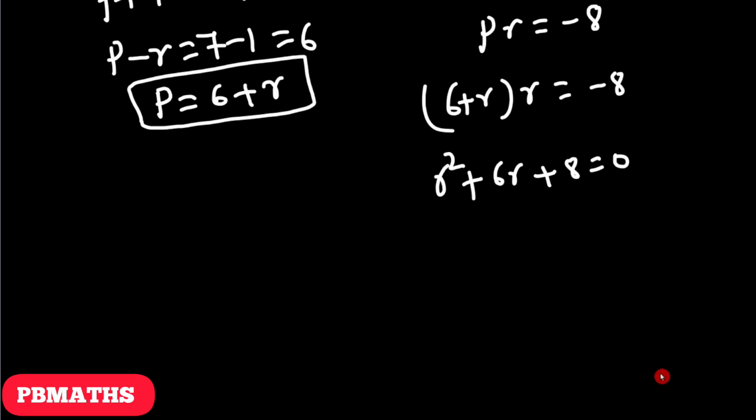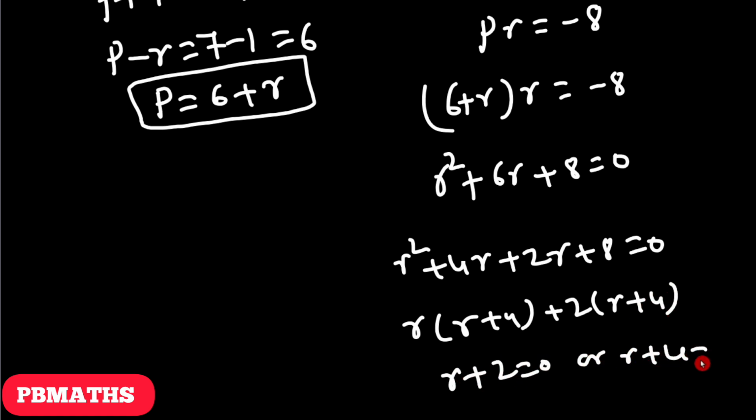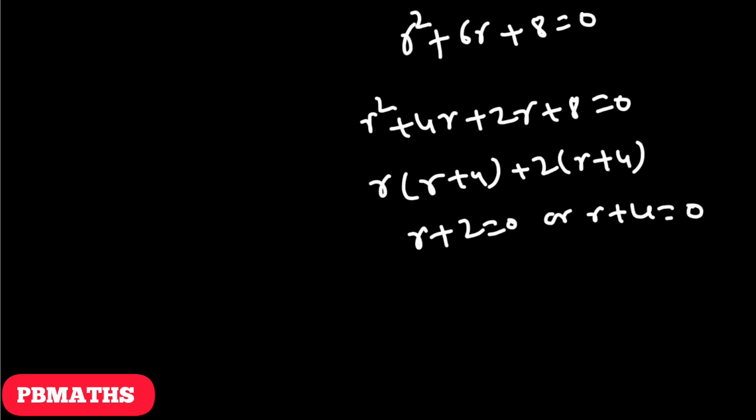Now again, we got a quadratic equation here. Let's simplify it. By simplifying it, we can write r square plus 4r plus 2r plus 8 equals 0. Then we have r times (r plus 4), and here we have plus 2 times (r plus 4). So we have r plus 2 equals 0 or r plus 4 equals 0. So the value of r we get as r equals minus 2 or r equals minus 4.